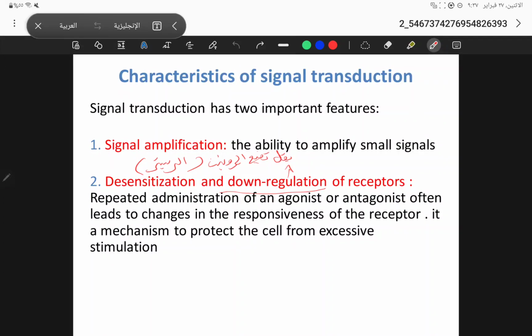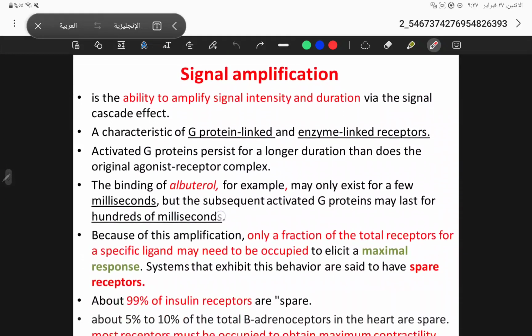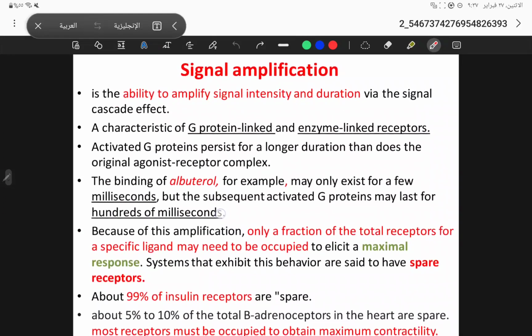وهاي نشوفها بالaddiction and addicted people when they continuously use certain narcotic drugs or hallucinogenic drugs or whatever. They need after a period of time to increase the dose in order to get the same effect. Why? Because we have desensitization or down regulation of receptors. قل عندي receptor لذلك احتاج agonist اكثر حتى احفز اكثر. نكمل بالمحاضرة.